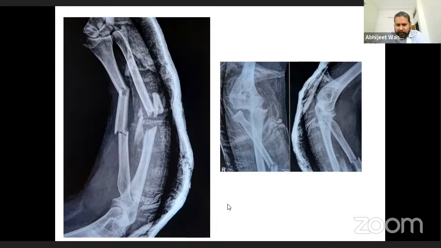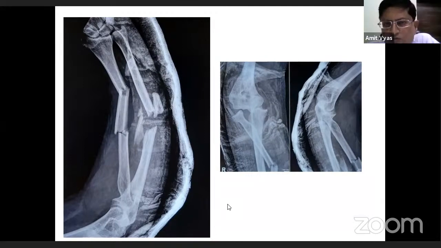Absolutely, these have been modalities that have been used by so many of my teachers, so many of my colleagues, and it is a viable option. But the healing may take longer. There is a loosening of the fixator at times, and so on and so forth. But again, there are problems even with plates. Likewise, there may be problems with fixators also. So choosing the lesser evil, let me put it that way. But point very well taken, sir. And I think that is an option that can be considered. Thank you, sir.